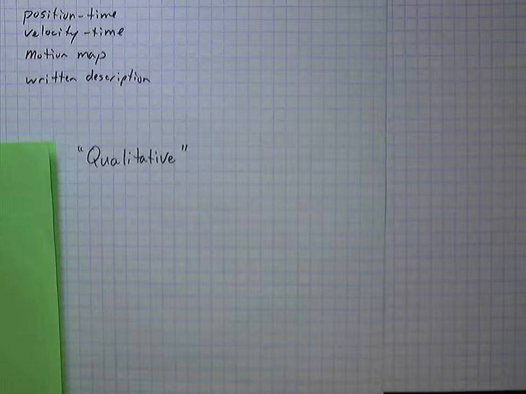It could be a car, a ball rolling back and forth, or a person walking. As you're imagining what the motion might look like, you want to be as accurate and as complete as you can be. There are 4 things that help us describe the motion, either qualitatively or with numbers. One is a position time graph, one is a velocity time graph, one is a motion map, and one is a written or verbal description. Given any one of those 4 things, you ought to be able to come up with the other 3.